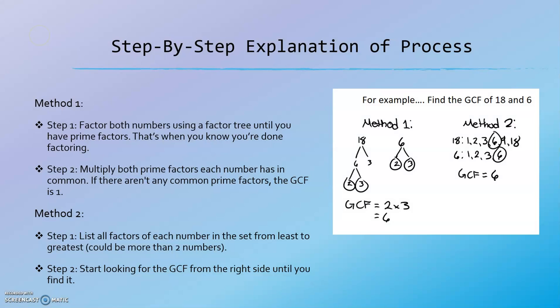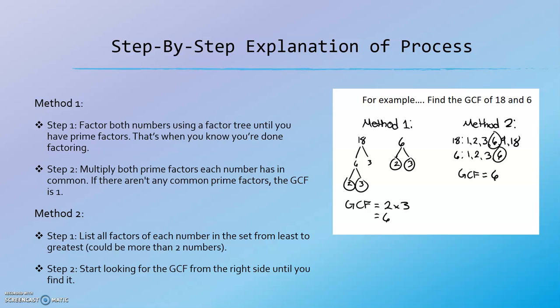Anyways, now I'll be giving you a step-by-step explanation of how to calculate the GCF. Method 1. First, I would factor both numbers using a factor tree until you have prime factors. That's when you know you're done factoring. Step 2. Multiply the prime factors each number has in common. If there aren't any common prime factors, the GCF is 1. Method 2. First, list all factors of each number in the set from least to greatest, and it could be more than 2 numbers. Second, start looking for the GCF from the right side until you find it.